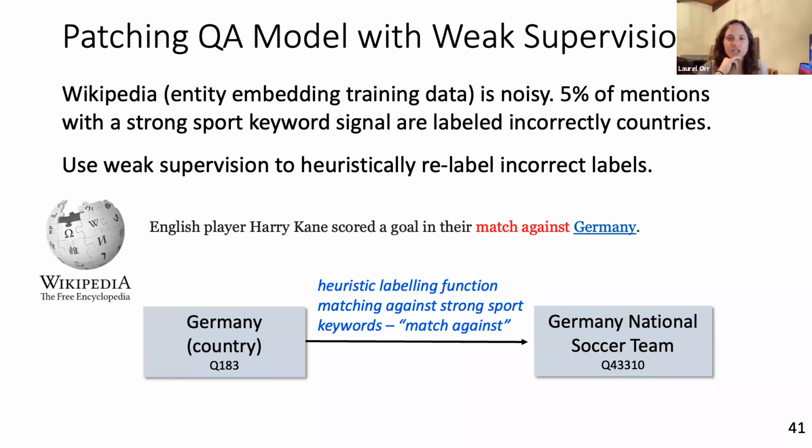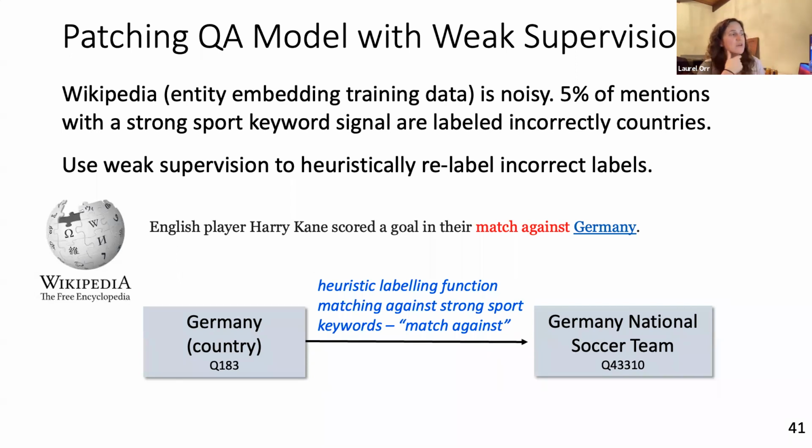In this case, we're going to apply a weak heuristic function to, in essence, correct for labels in Wikipedia, which I'm counting as a weak labeling method here. That's because Wikipedia, at the end of the day, is labeled by users and is not always accurate. In fact, from our mining of Wikipedia, about 5% of mentions that have a very strong sport-related keyword, like the words match against, play against, are incorrectly labeled as countries.